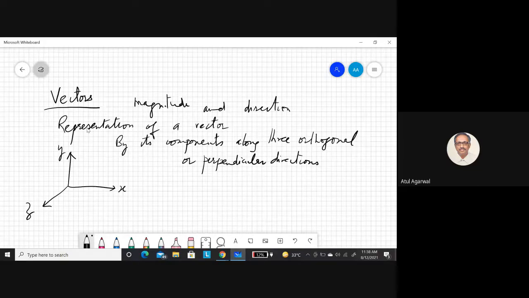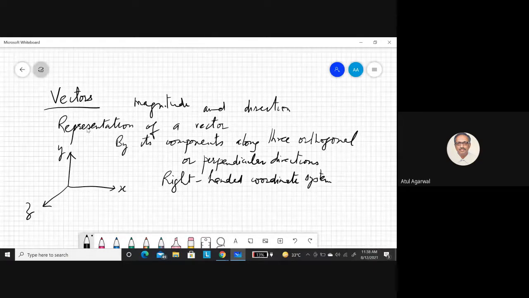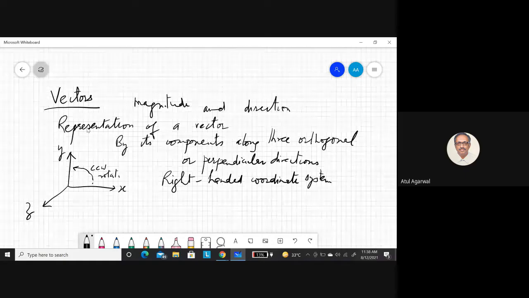I had told you about the right-handed coordinate system earlier. So what is a right-handed coordinate system? If you take x-axis to y-axis, you are doing a counterclockwise rotation. You want to move x-axis to y-axis. Now it's a counterclockwise rotation. If you have a right-hand screw, it will come outward.